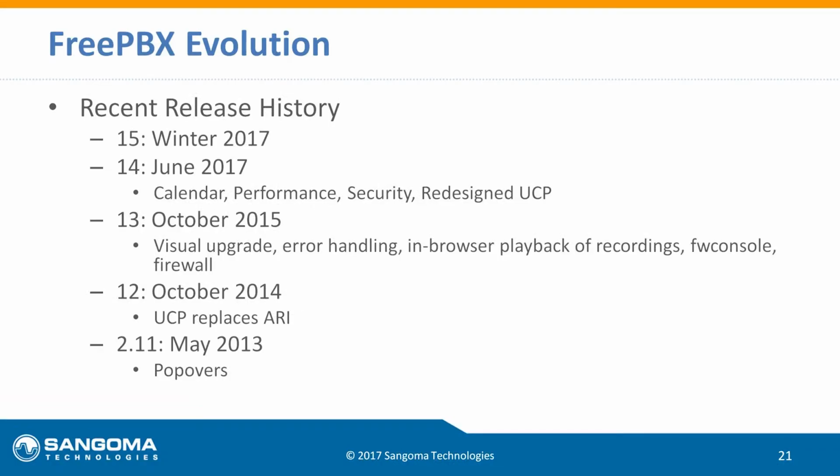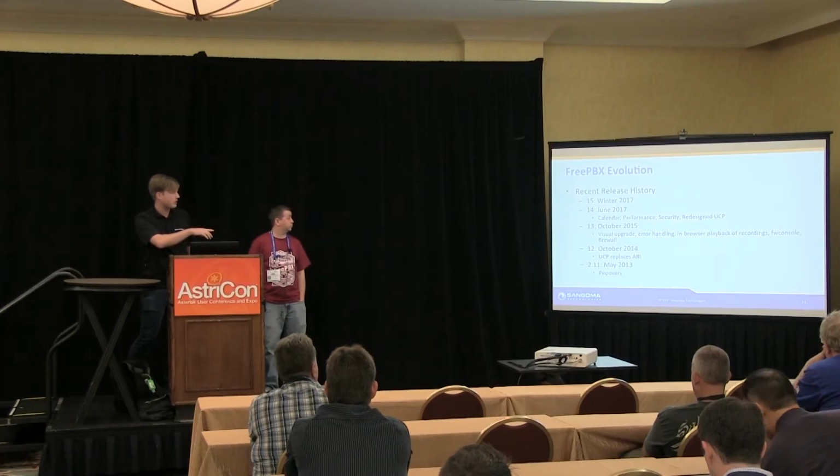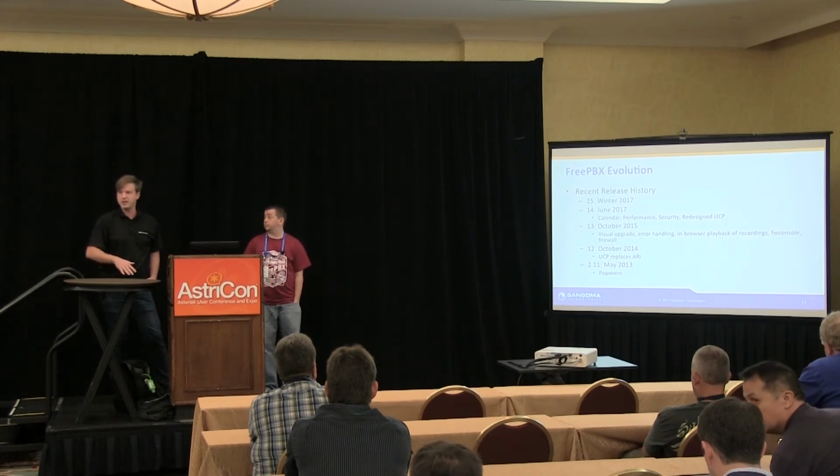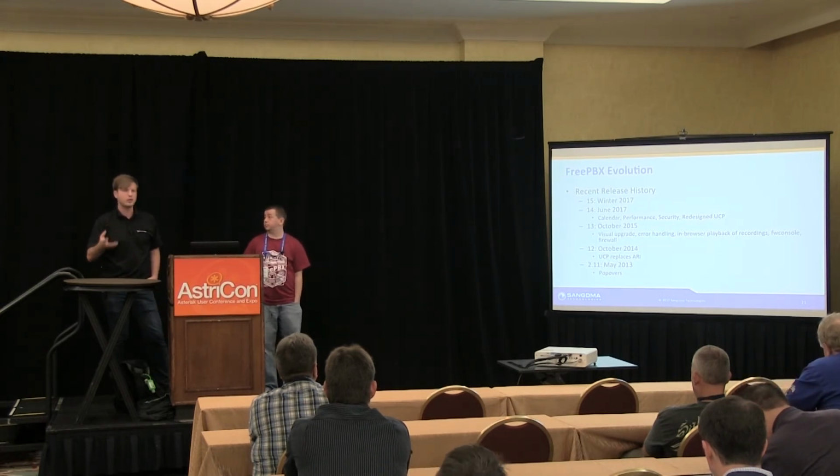And then the FreePBX Evolution right here is our last timeline over the last few years. 2.11 was in May 2013. It introduced popovers. 2014, UCP replaces ARI. ARI was the old user panel. We redid that in UCP, right, to try to emphasize and utilize current web technologies.